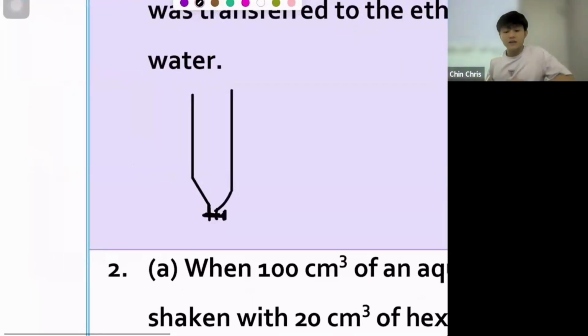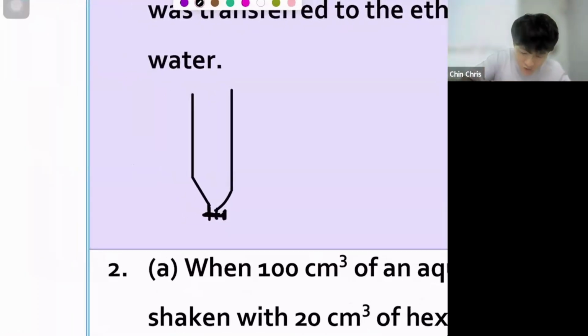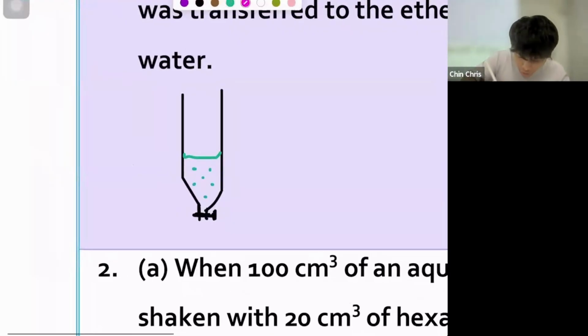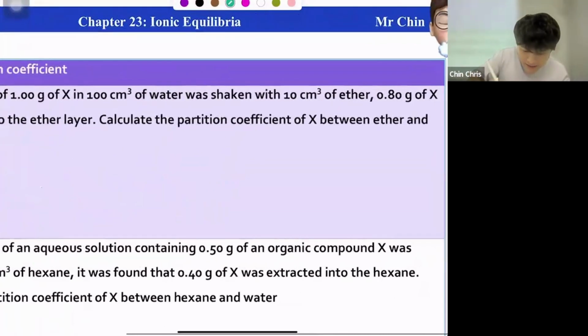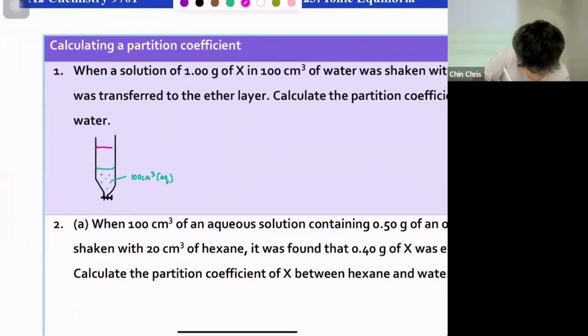Okay, I have a separating funnel. The position of the aqueous and the organic solvent doesn't matter. So I'm going to put H2O here. This is my aqueous, you can just label it. My aqueous is 100 cm cube, correct? And 10 cm cube of ether. Ether is our organic solvent, so I put it as OS. Clear?